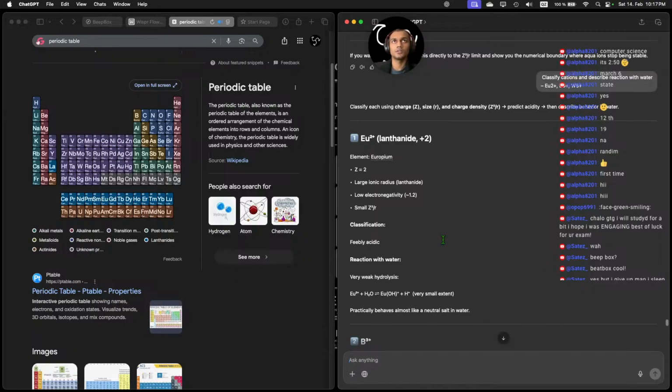Low electronegativity, small z squared by r. Classification: feebly acidic. Reaction with water: very weak hydrolysis, practically behaves almost like a neutral salt in water.